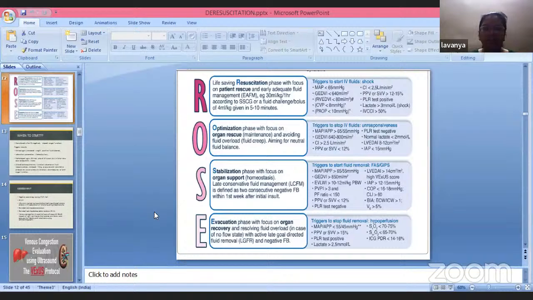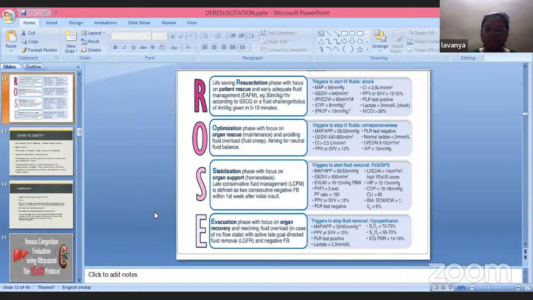When to start the evacuation is a focus on organ recovery, where we have to actively remove fluid, resolving the fluid overload with active late goal directed fluid removal and achieving a negative fluid balance. When to stop the fluid removal is also important, because the patient may become hypovolemic by overdoing the de-resuscitation. So when to stop it is when MAP is less than 55, abdominal perfusion pressure less than 45, PPV or SVV more than 15%, mixed venous oxygen saturation less than 70 to 75%, and central venous oxygen saturation less than 65 to 70%.